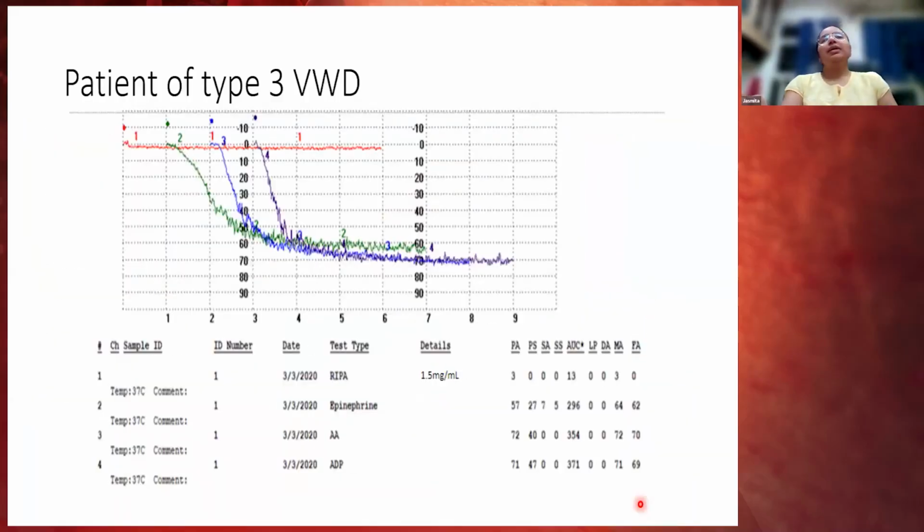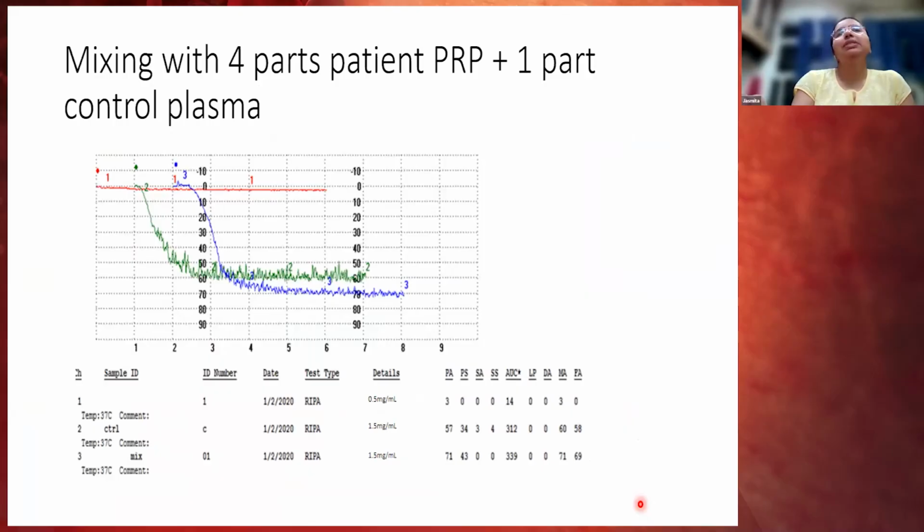Now this is a patient who has type 3 von Willebrand disease, and you can see here again that the response with ristocetin is absent at the high dose. Mixing 4 parts of patient PRP and 1 part of the control normal pool plasma can help you distinguish it. And here you can see that with low dose ristocetin, you don't get any aggregation, as you would expect.